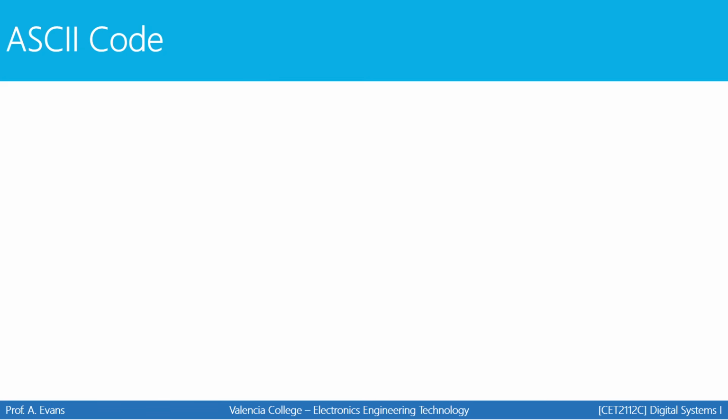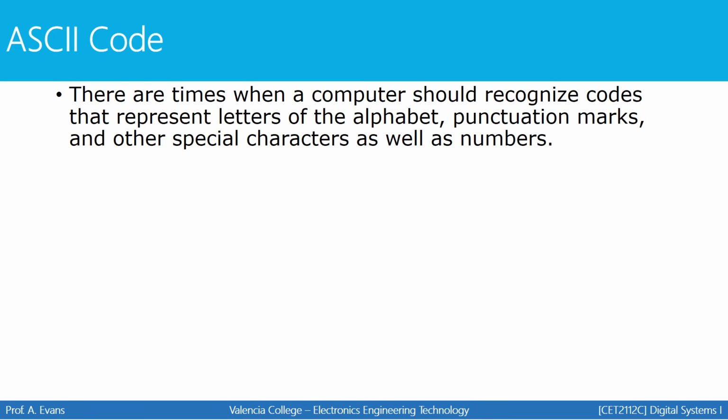And the last thing we're going to talk about is another system called ASCII. There are times when a computer should recognize codes that represent letters of the alphabet. So for an example, whenever you type on your keyboard, there's a button with a picture of a letter on that button. Maybe you want to type the letter A or the number 3 or the pound sign. How does your computer know to display a picture of the letter A when you hit the button A? The ASCII code is how we accomplish that.